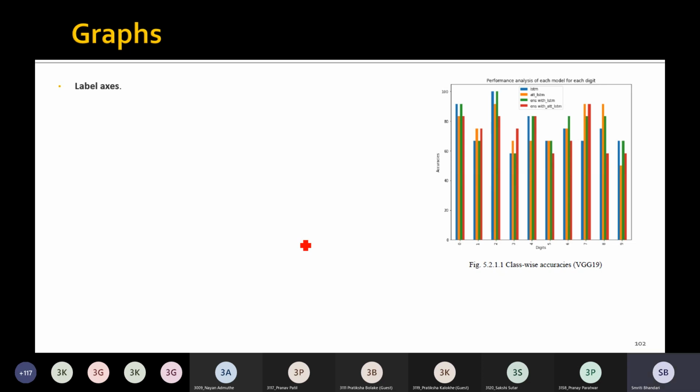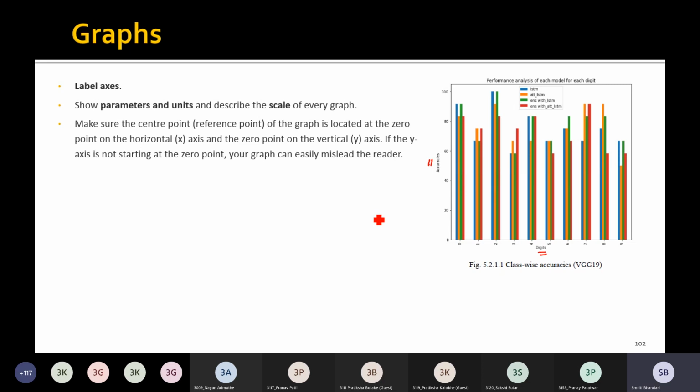With respect to the graphs, we have here a few comments, so please note them down and listen carefully. Label the axes. As I mentioned, provide labels to the axes so the reader understands whatever is on the x-axis and whatever is on the y-axis. Show parameters and units and describe the scale of every graph. Then make sure the center point or reference point of the graph is located at the 0 point on the horizontal axis and 0 point on the vertical axis.